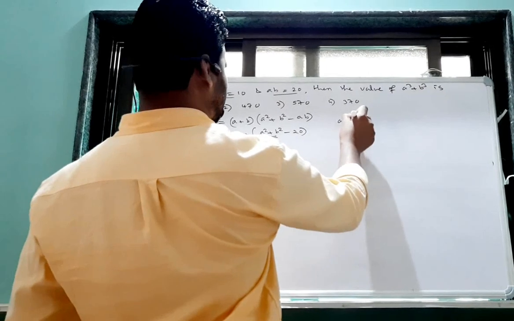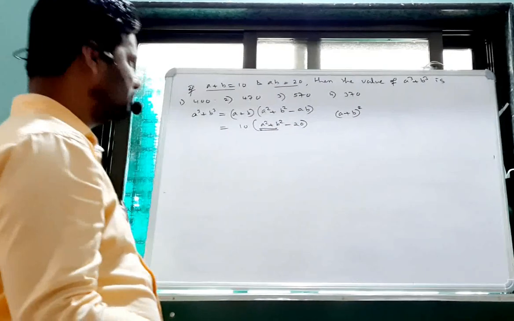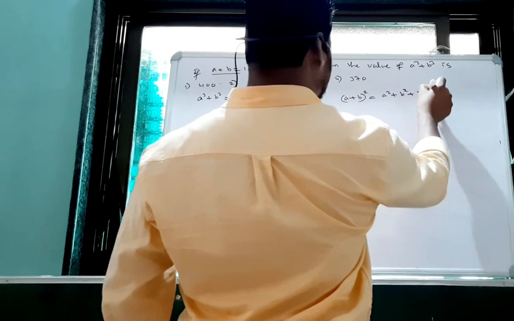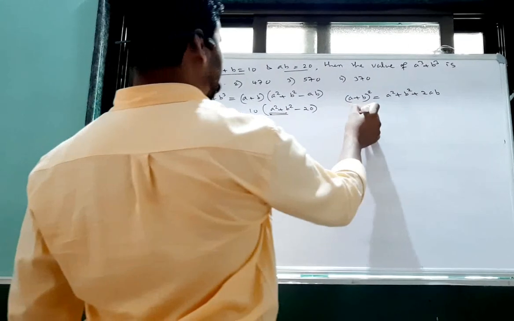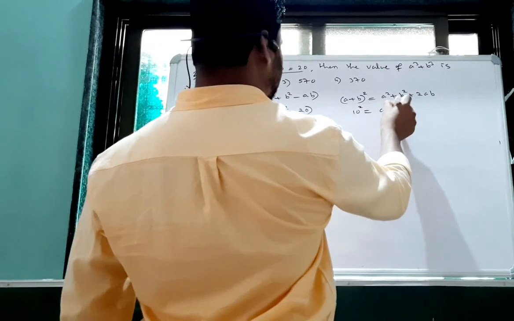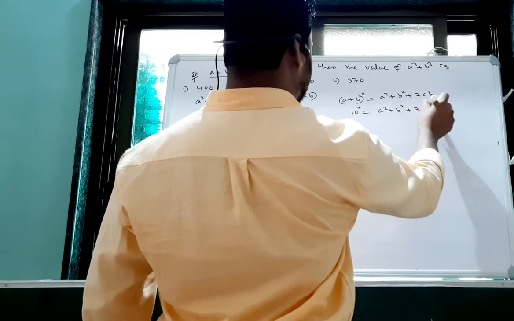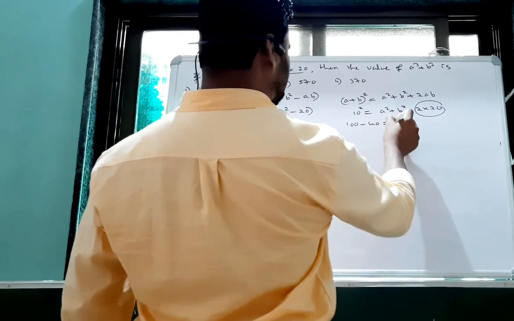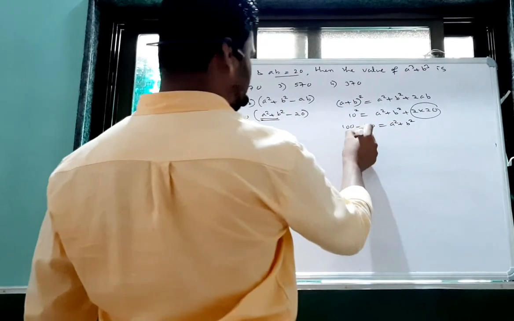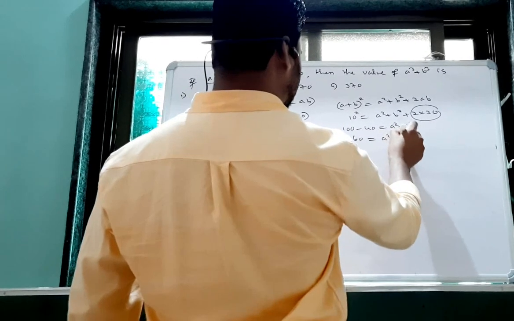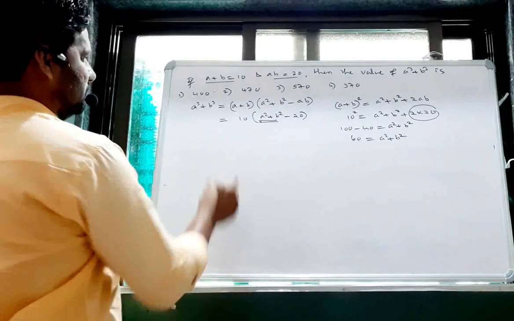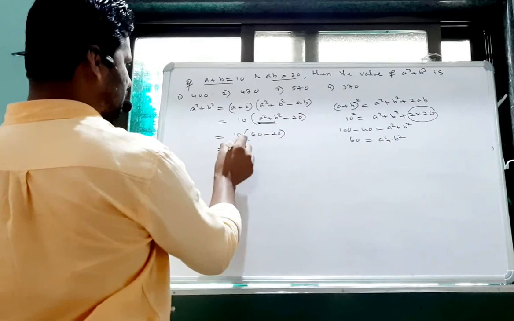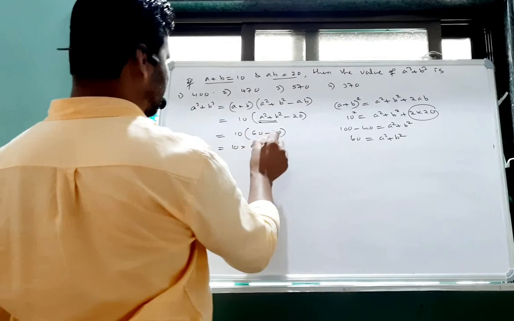For that we can use (a + b)². (a + b)² is equal to a² + b² + 2ab. So a + b is 10, 10² equals a² + b² + 2 into ab, which is 20. That is 100. This is 40, take LHS minus 40, equal to a² + b², so 60 is equal to a² + b². Now it becomes 10 into 60 minus 20, that is 10 into 40, equal to 400.